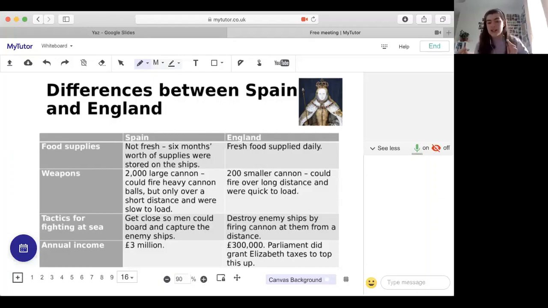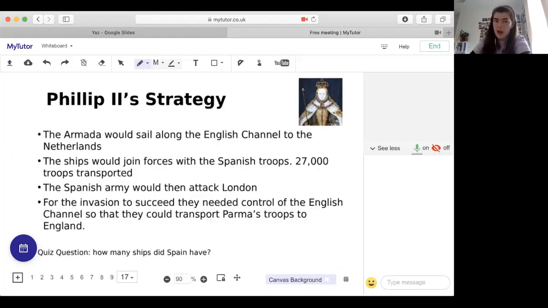Parliament didn't grant Elizabeth the taxes to top this up. As I actually said in the summary earlier, Elizabeth has no control over raising taxes and passing laws. So she has to get that through Parliament. And if Parliament say no, she can't do it herself. So she's in a bit of a rut there. But eventually, as we'll see, this doesn't have much of a difference. It just proves that even with that massive disadvantage financially, England are still able to pull it off and defend themselves.